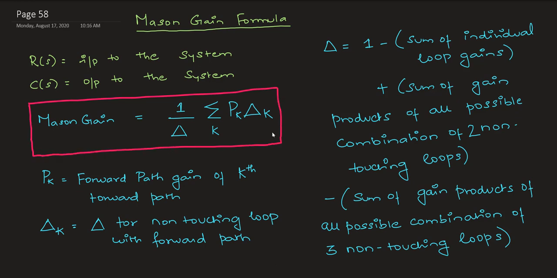We will see what these notations mean in a real example when we solve a numerical, and we will find P_k, delta_k, and delta for a signal flow graph. It will be clear how these are computed and how system simplification using a signal flow graph happens. Good.